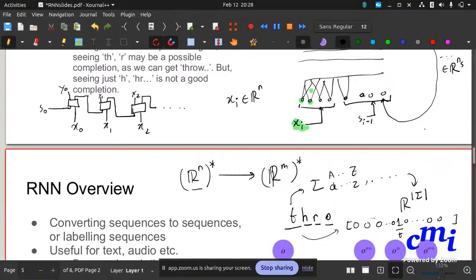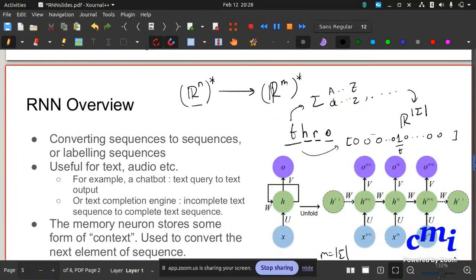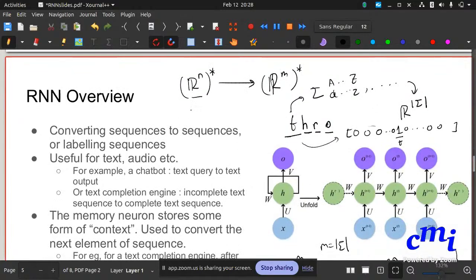Similarly, if you have something like an audio signal, then really it's just R star, because at each time point your signal is going to be some real value. So this also you can convert. Similarly, if you want to process video, then each frame is an image, and we have already seen how to convert an image into a vector in R^n. So that's again some R^n star.